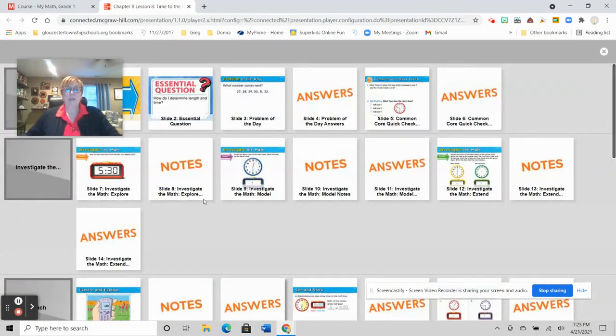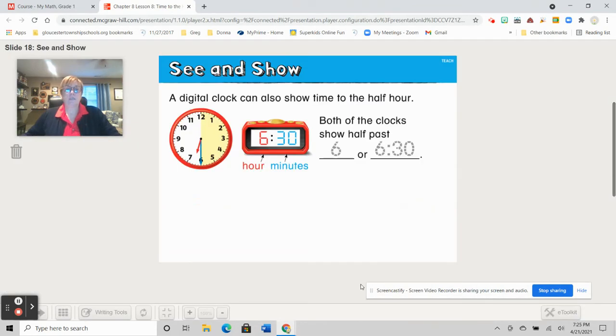All right, good job. Now let's look at our see and show. Now here they have two clocks, the analog and the digital. A digital clock can also show time to the half hour. Now here they show, here's the half hour, right? And the minute hand is at the 6, and there's the hour hand. Now here it says the 6 on the left, and they're showing it in red, and then 30. Both of the clocks show 6:30. Okay? All right, now let's look.